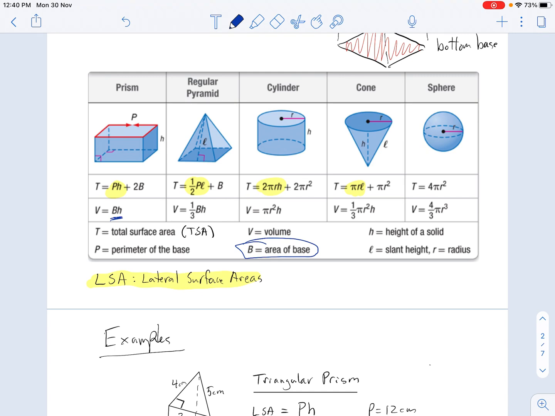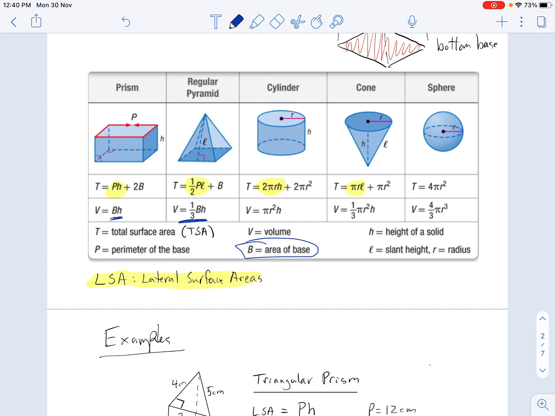In this prism picture, it would be a rectangle times the height. But it could be a triangular prism, hexagonal prism, octagonal prism, parallelogram prisms. So we need to know those different base areas and just multiply it by the height. A pyramid is just 1/3 of that.